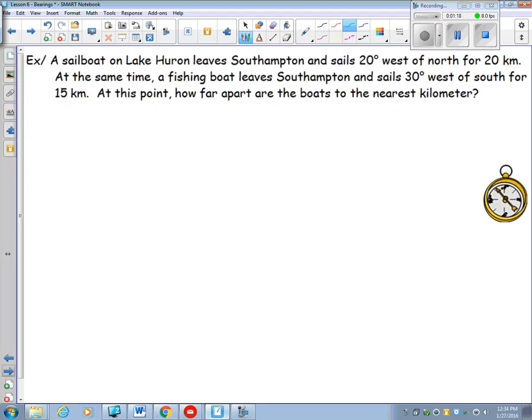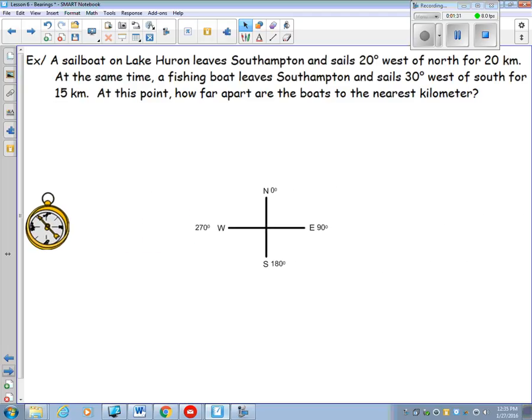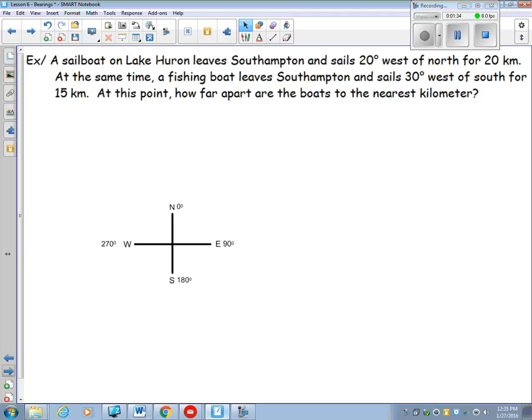So if we look at the first example here, we've got a sailboat on Lake Huron that's leaving Southampton, setting out 20 degrees west of north for 20 kilometers. Okay, so we're going to need ourselves a compass here. So give ourselves a compass, or you could just draw yourself a little grid there. We want to go 20 degrees west of north. So we want to go north, but we want to go to the west of that, so slightly to the left, if you will. Specifically, 20 degrees. And we know they're going to go 20 kilometers. Yeah, assuming Southampton's right here in the center.